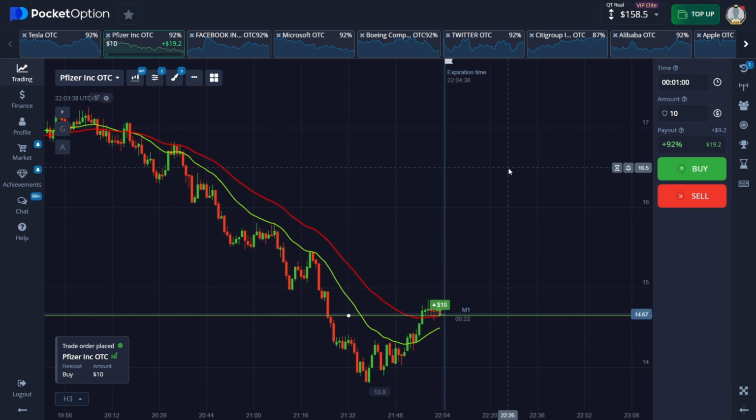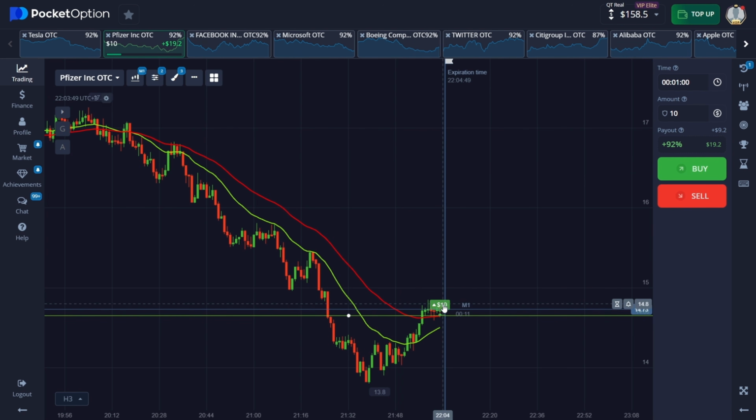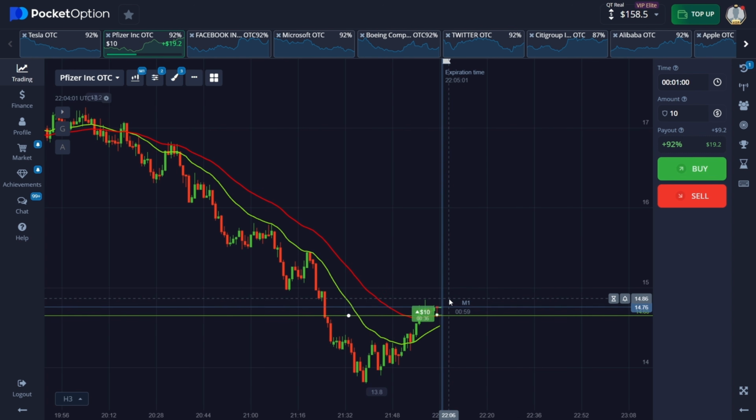I got an entry near the support, close to the EMA 50 on Pfizer OTC, and I placed the trade for an upside move. As I mentioned, this is a retracement trade. Here you can see that the red candle provided an entry near the EMA 50, taking support from the moving average. That's why I took this trade. We need a solid green candle here to change the trend to an uptrend. We need a strong green candle here.